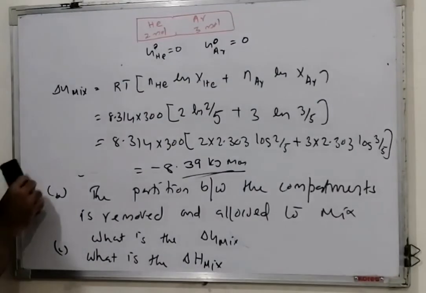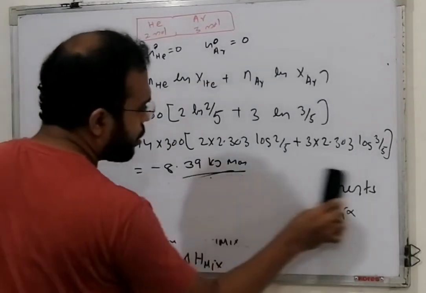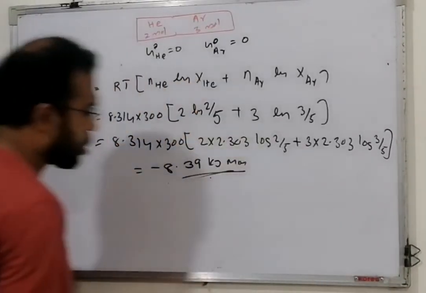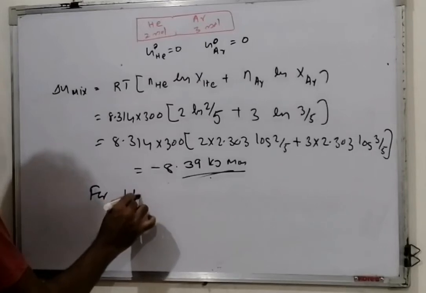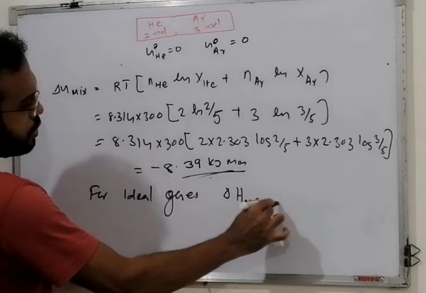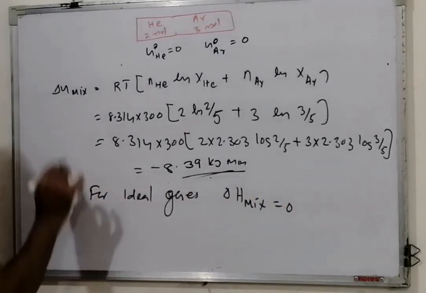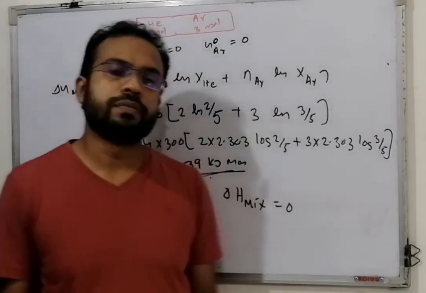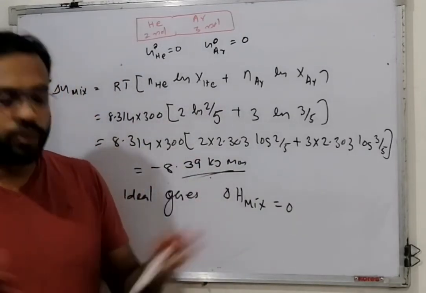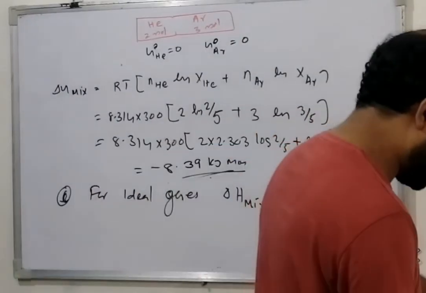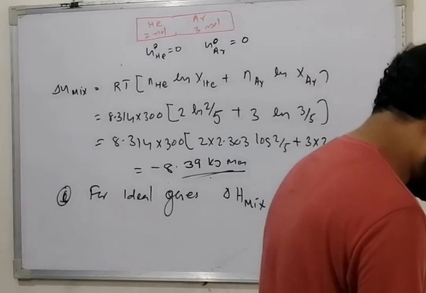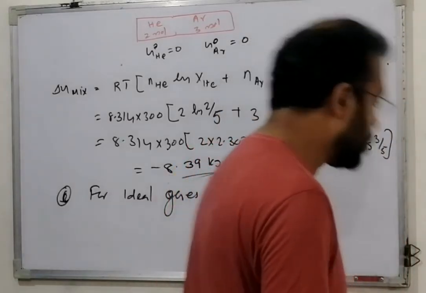Now third, what is delta H mixing? It's an ideal solution. For an ideal solution, for ideal gas, delta H mixing is equal to 0. Okay, very simple. Remember the equation, that's all. You can solve it. If you don't know the equation, you will be confused how to solve this. Okay, avoid that confusion.